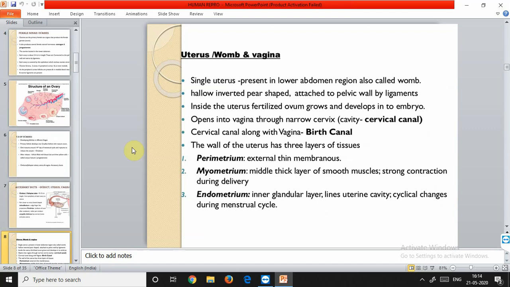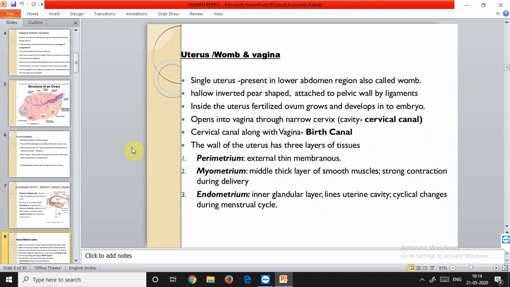So what are ligaments? There are two different connective tissues, the ligaments and tendons. The ligaments join bones to bones and the tendons join muscles to bones. So this hollow inverted structure is attached to the pelvic wall with the help of ligaments, and inside the uterus the fertilized ovum grows and develops into an embryo.